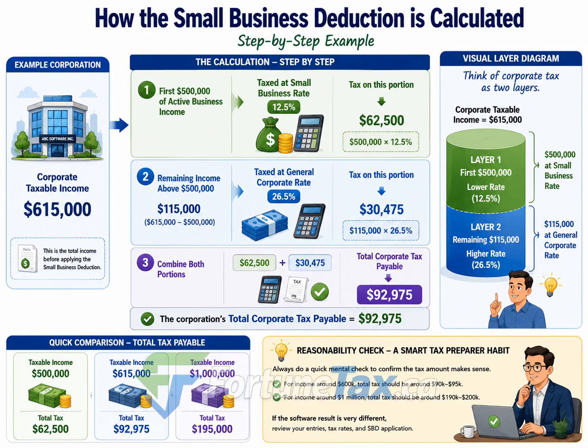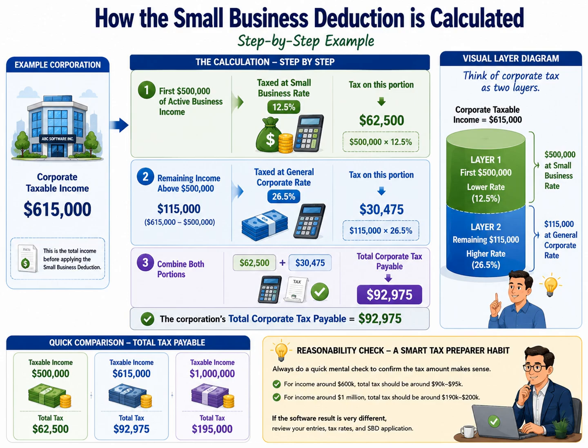Let's see how the small business deduction is actually calculated using a simple example. Suppose a Canadian-controlled private corporation has a taxable income of $615,000. The first step is to separate that income into two portions. The first $500,000 qualifies for the small business deduction. This portion is taxed at the lower small business tax rate. In this example, using a rate of 12.5%, the tax on the first $500,000 is $62,500.